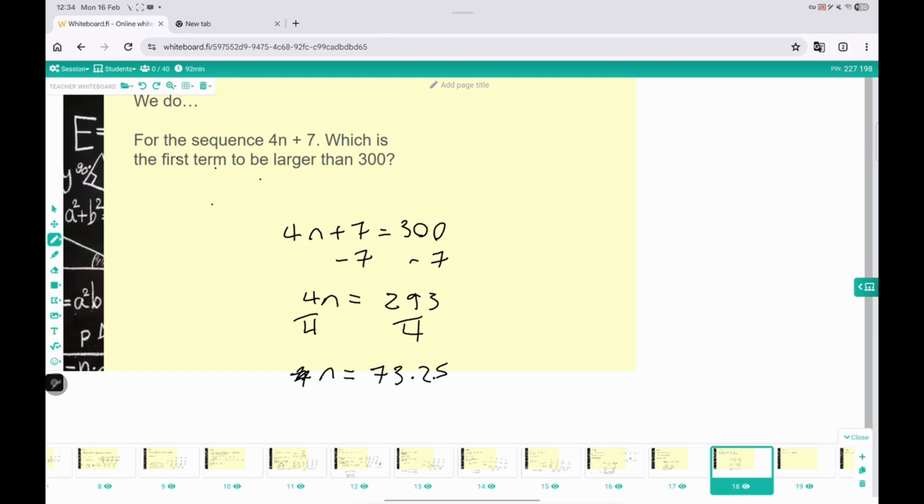Now look, that's fine, 300's not in the sequence. It will be in between the 73rd and 74th terms. Okay, but we're being asked, what is the first term to be larger than 300? So we know if we go for the 74th term in the sequence, it's going to be larger than 300. It's going to be the first term larger than 300, and it will be in the sequence. So yes, you'll get a decimal, but if you just go up to the next whole number, you'll get the first term larger than that. Okay, so that's the end of the sequences unit.